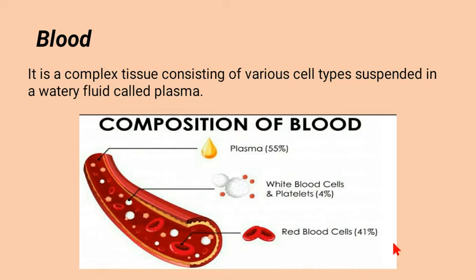Red blood cells are 41%. White blood cells and platelets are 4%. So all these cells form 45% of the blood, whereas plasma forms 55% of the blood.